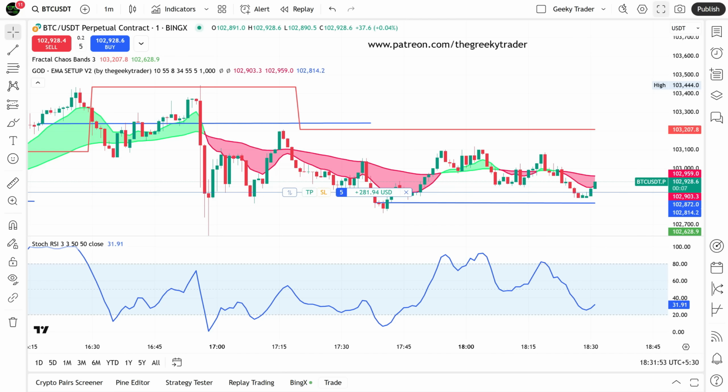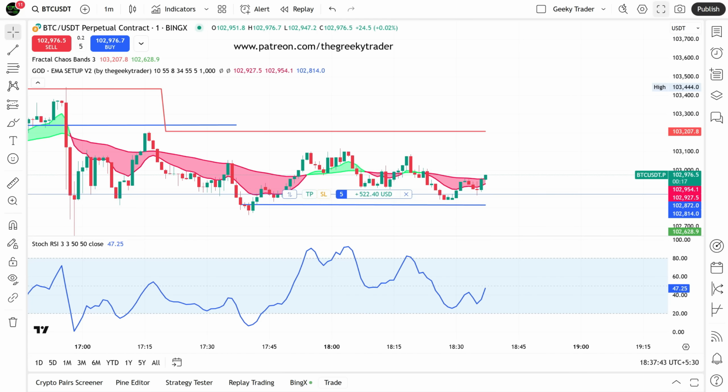What makes it even better is that the stochastic RSI is also confirming the reversal with a clear signal. When both the price action and the momentum indicators line up like this, it gives us a strong, high probability setup. So even if you happen to miss the initial entry, don't worry, this is still a great opportunity to enter a buy trade. The confluence of signals here gives us confidence to jump in without chasing the move.